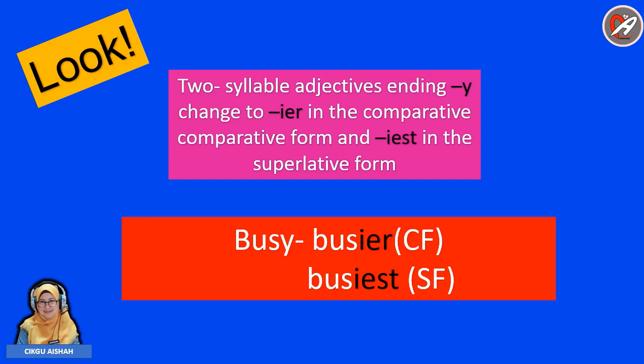These are two-syllable adjectives. Busy: Bu is one syllable, sy is the second syllable. So busy is a two-syllable adjective. We change Y into IER in the comparative form, and we change Y into IEST in the superlative form. So busy becomes busier in the comparative form, and busy becomes busiest in the superlative form.